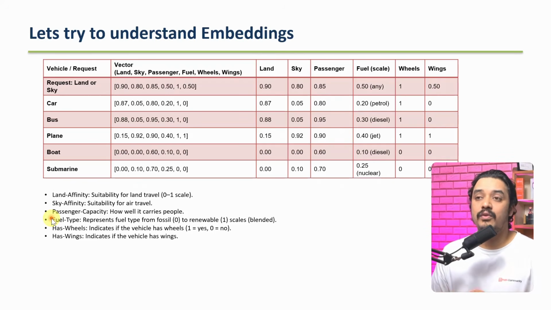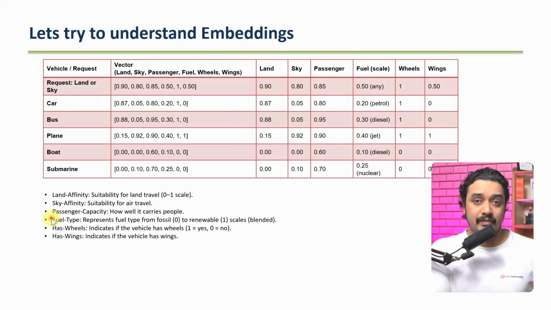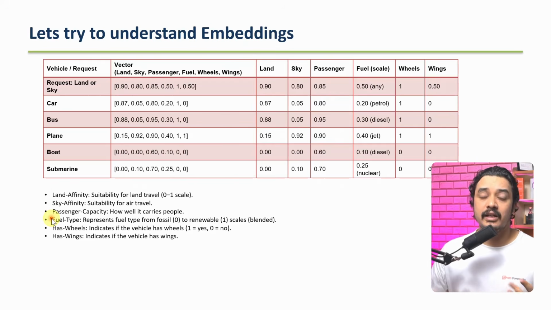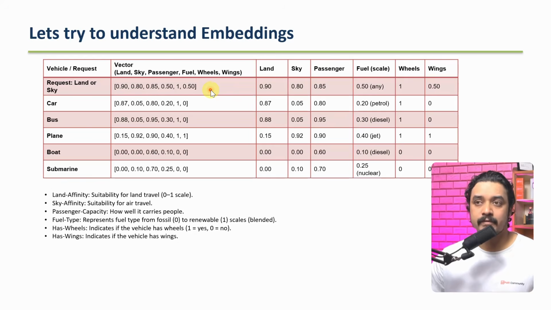Okay. Now from our use case, whatever we just discussed, if I had to put that into a vector database, what exactly would it look like? For example, this is the vector. For land I say 0.90, for sky it is 80, passenger is 85, and so on. All of this combined gives you this number. If I have to store the information of a car, the vector would be 0.87, 0.85, 80, 20, 1 and 0. How would this number be created into the vector?